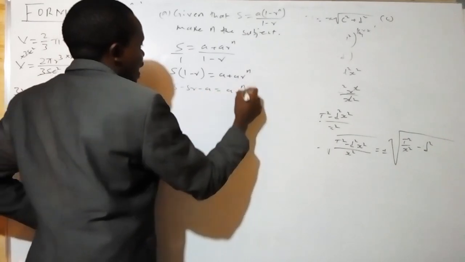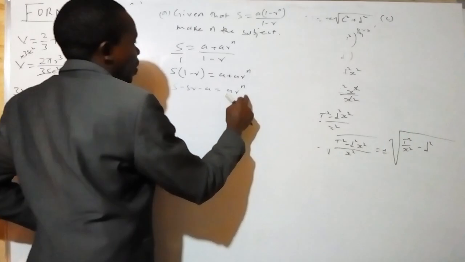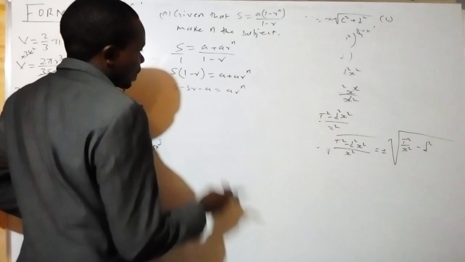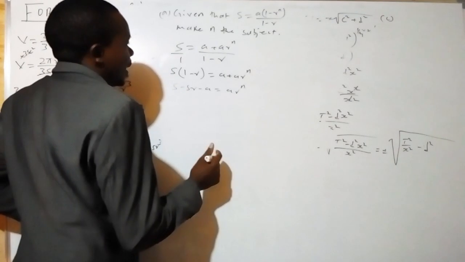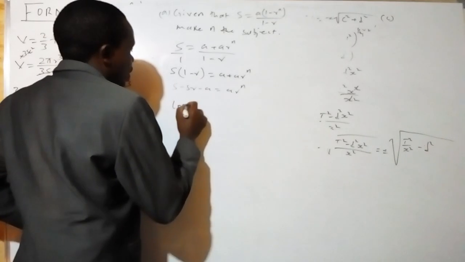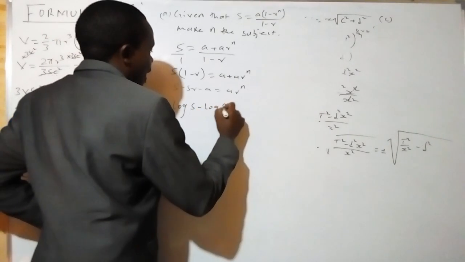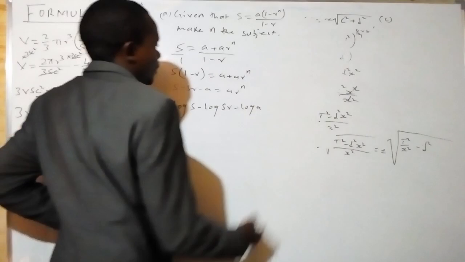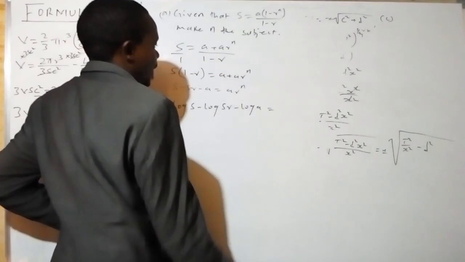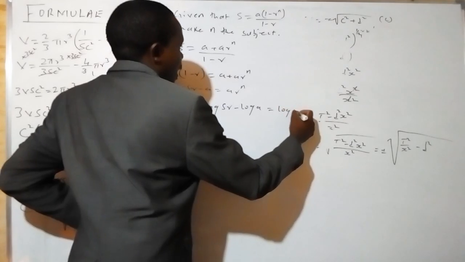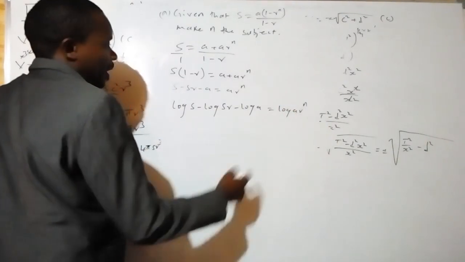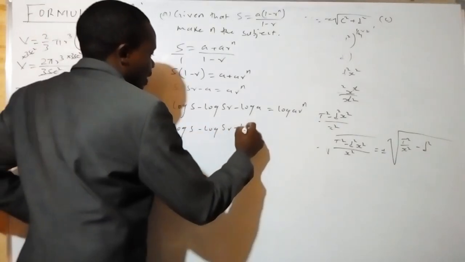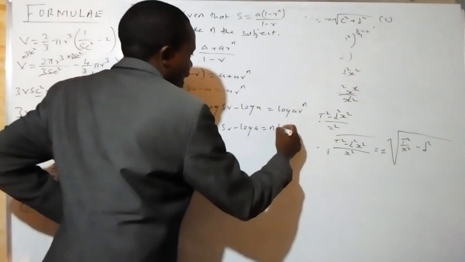That being the case, you are going to apply logarithm. Yeah, you are going to apply log throughout. And you are going to say log S minus log SR minus log A is equals to log AR to the power N. That being the case, log S minus log SR minus log A is equals to N log AR.